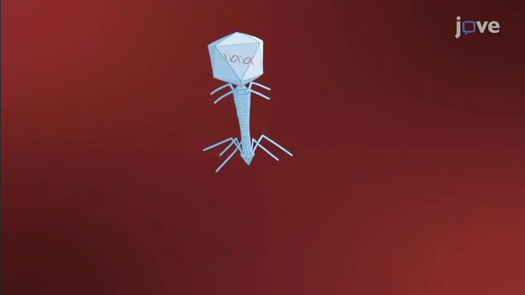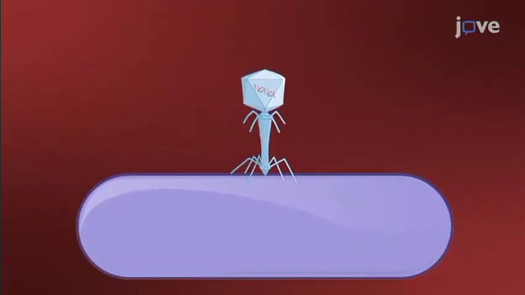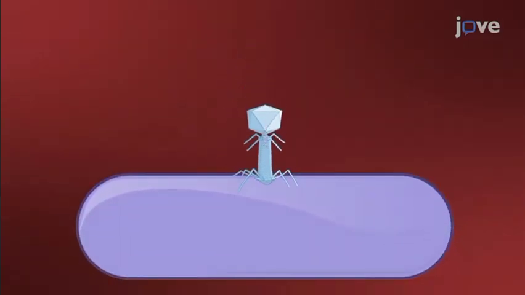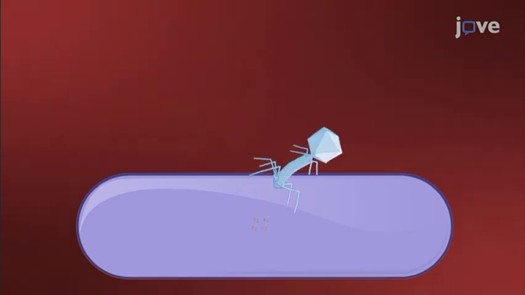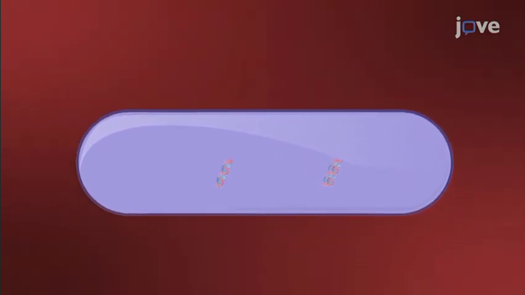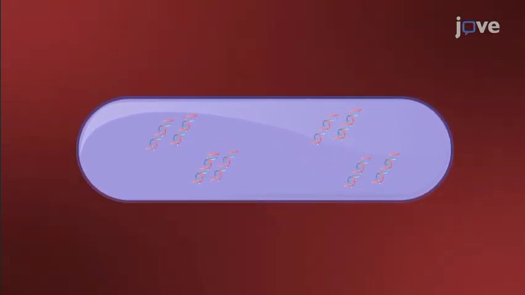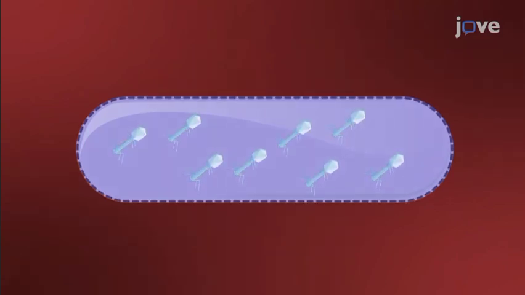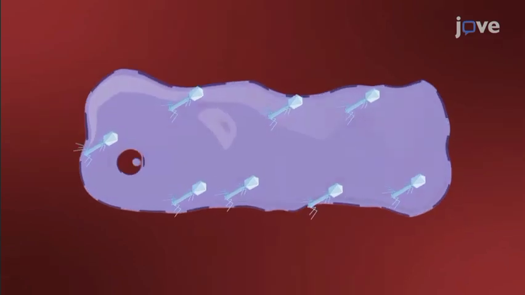Bacteriophages infect their susceptible hosts by first attaching to the bacterial cell wall and injecting their genetic material. Then they hijack the cell's biosynthetic machinery to replicate their DNA and produce numerous progeny phage particles, which they then release by lysing and killing the host cell.